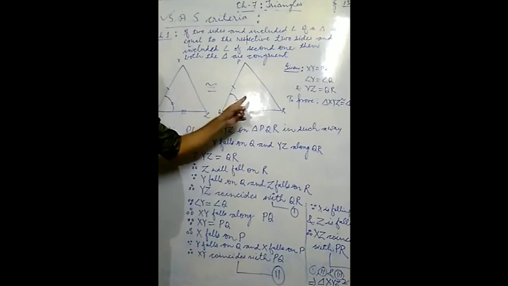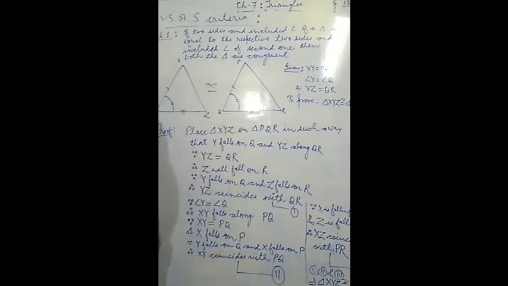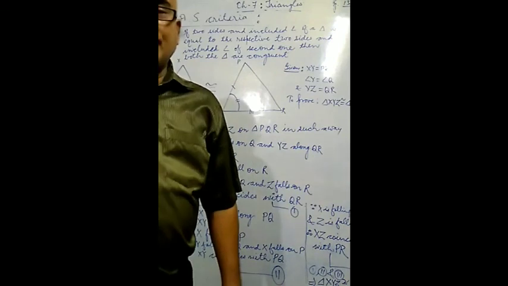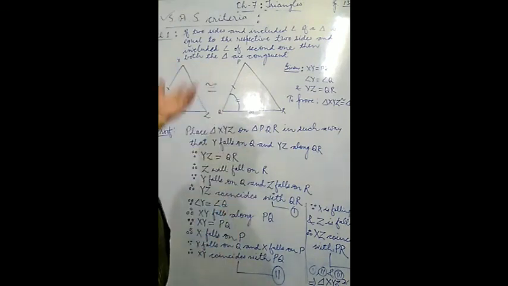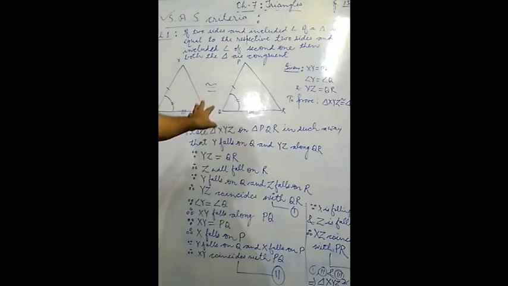So we have shown by the process of coinciding and the reasoning method. In this way we have justified this side angle side criterion or rule, and we will apply this rule directly in solving exercise questions. I hope you are able to understand.